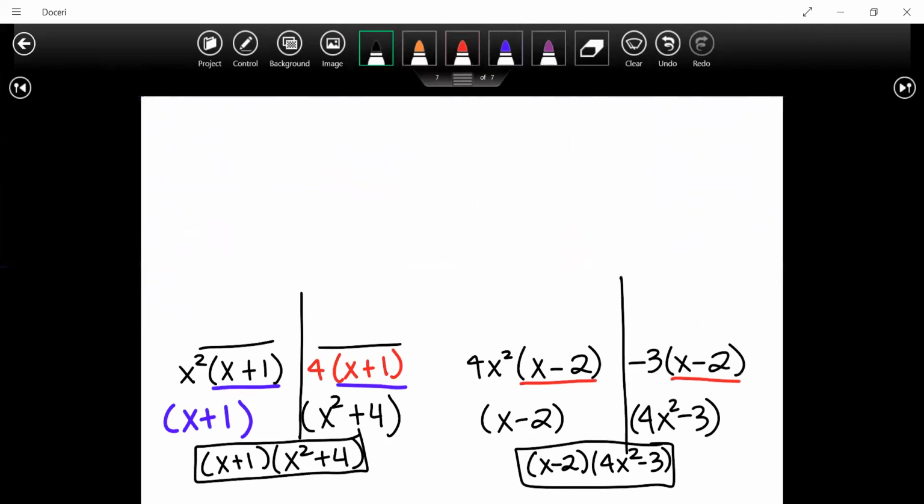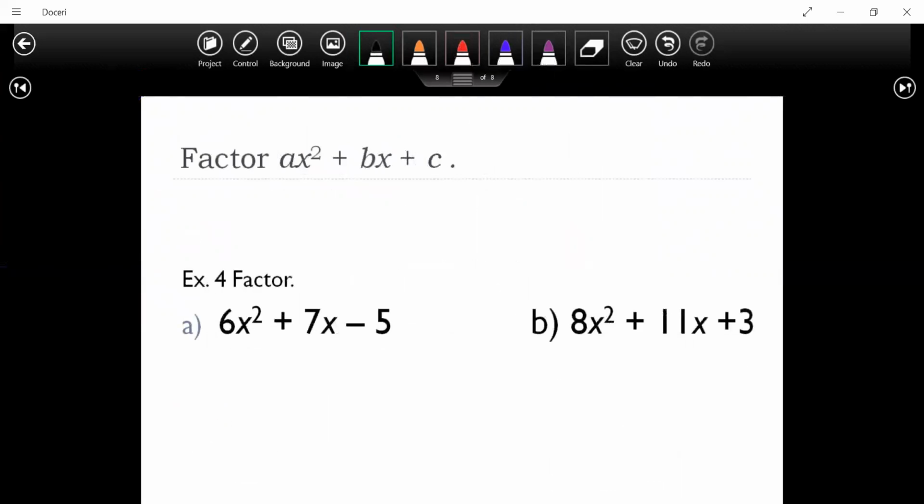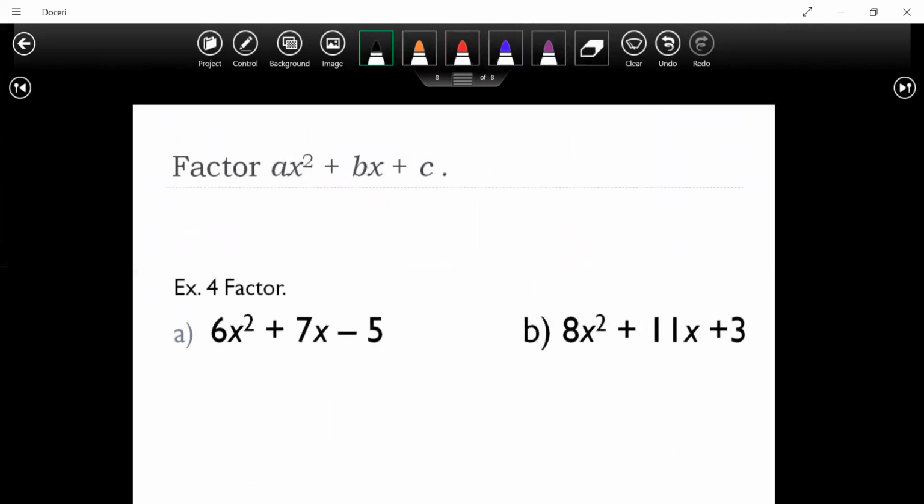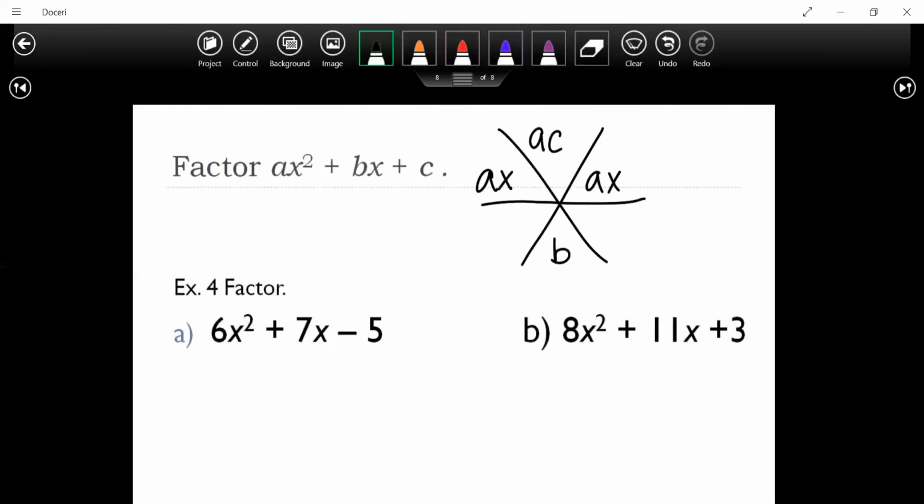Factoring by 2 terms. So these are the advanced snowflake method. It's almost the same thing, except we make another line here where we put our AX on top of these. Our A times C is still going to go on the top. Our B is going to go on the bottom. And whatever numbers we come up with are going to be in our groupings here.